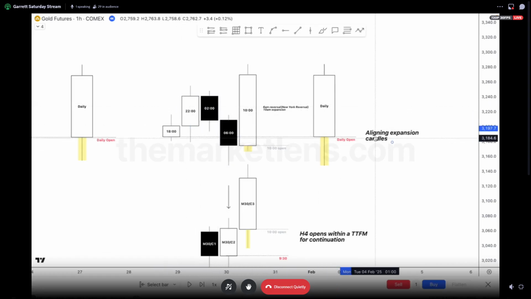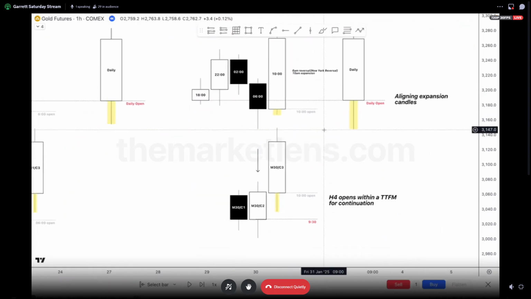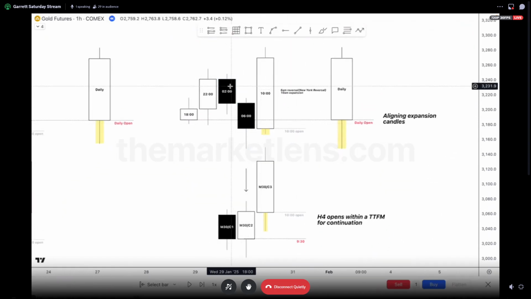All I'm essentially doing is having a lower time frame model supported by not only the daily expansion candle, but also the 4-hour expansion candle. I'm just aligning these two candles in the same direction. That's all we're doing, really. And then naturally, you're going to have a profile.